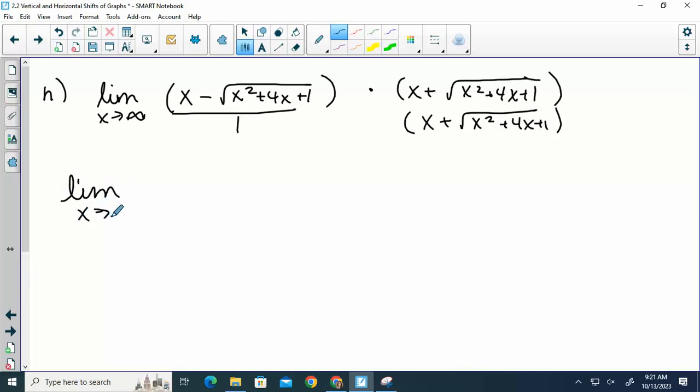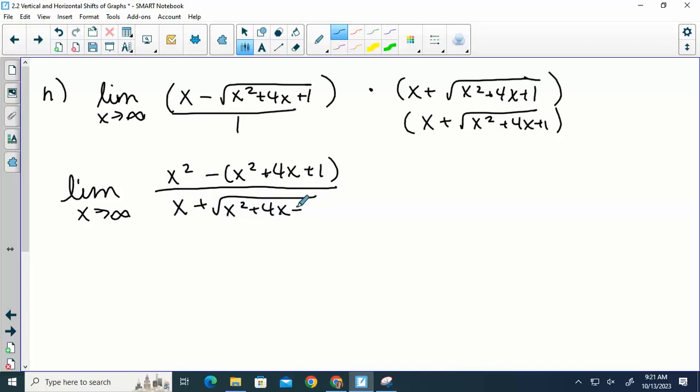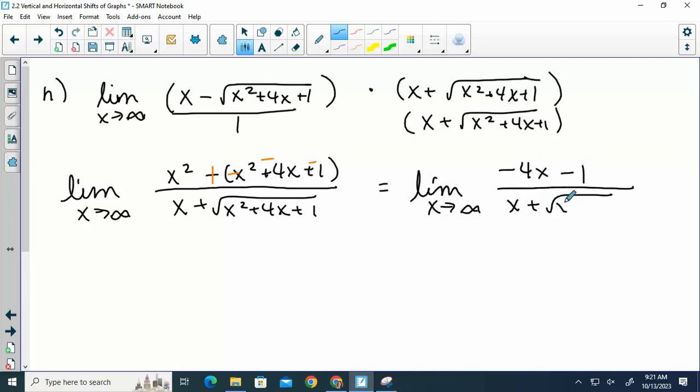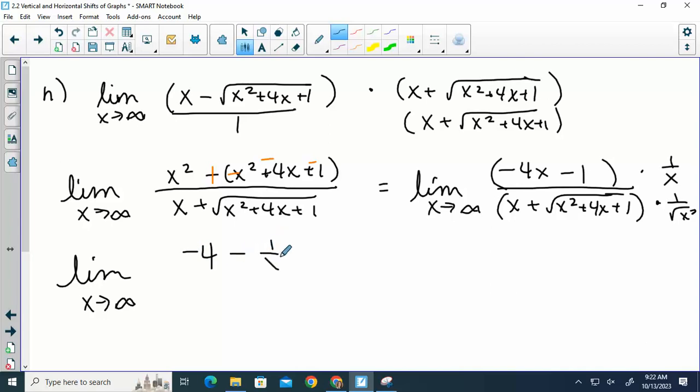So, in the limit as we approach infinity, if I multiply those, we get x squared, outside and inside drop, minus the x squared plus 4x plus 1. Notice I'm putting that in parentheses, because what do we have to do? Distribute that negative. If I do that, and then the limit as we approach infinity, x squared minus x squared drops, and then we have 4x minus 1 over x plus this. And then, anytime we have these fractions, what do we do? Okay, so I have a square root of x squared, which is the same thing as x. So you can do 1 over x if it's not in a radical, 1 over the square root of x squared if it is. So I get negative 4 minus 1 over x.